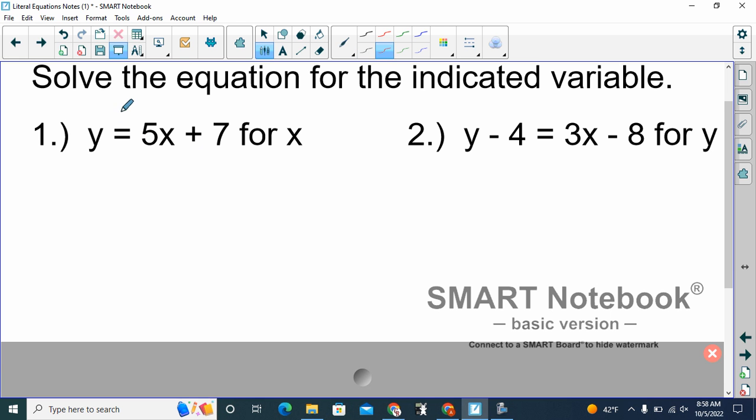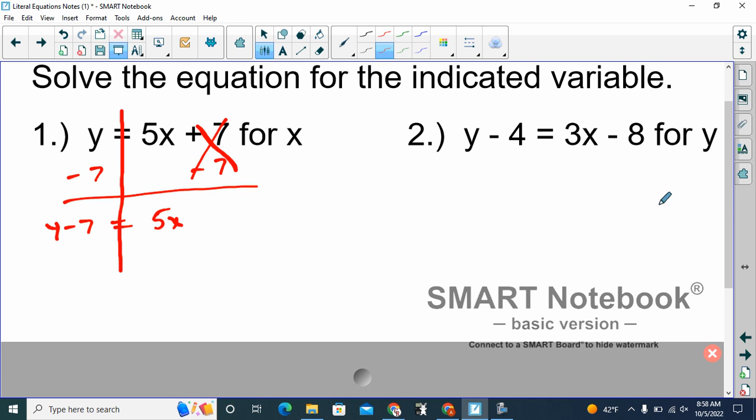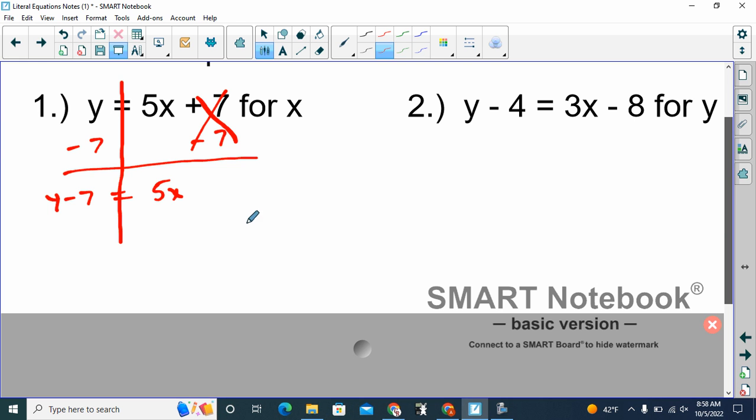So again, you want to think through what's happening to x. I am first multiplying it by 5 and then adding 7. So the first thing we need to undo is the plus 7. Subtract 7. I've got 5x equals y minus 7. Can't combine them, leave it as y minus 7. This is multiplication. We undo multiplication with division. 5 divided by 5 cancels, and I get x equals y minus 7, divided by 5.